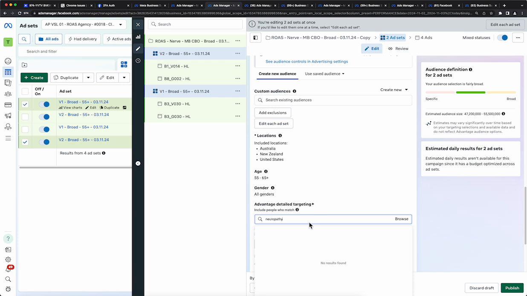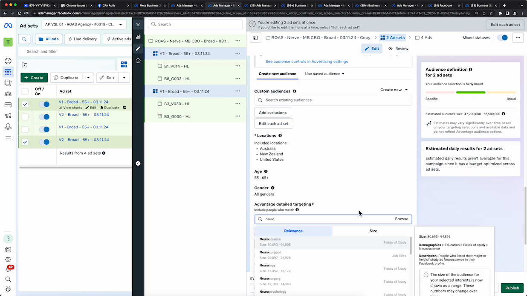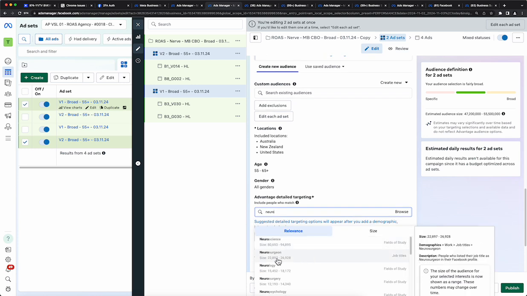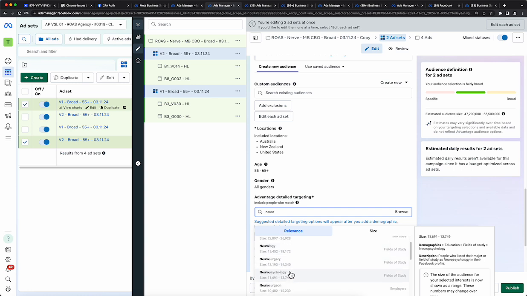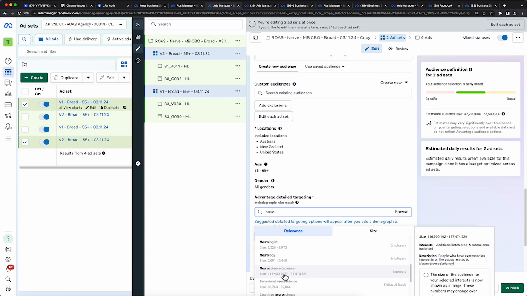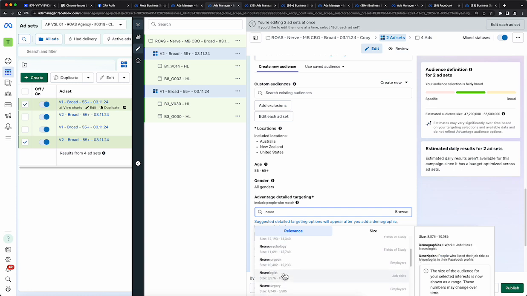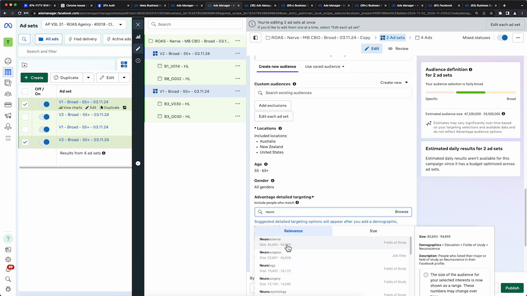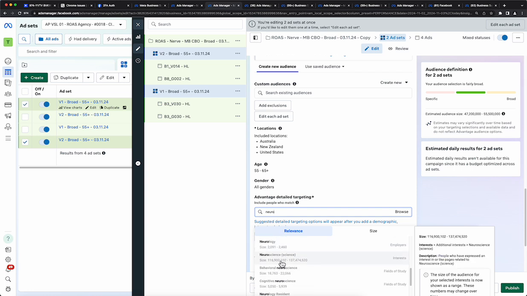Nothing. Okay, all right. Let's try neuro. I think there's neuroscience. Yeah, neuroscience as a field of study, neurosurgeon, neurology. There is an interest of neuroscience here with 100+ million people in it. But neuroscience could be anything, right? Anything to do with the brain. So it's not really something that's completely applicable to neuropathy. There might be, and there will be people in that audience.